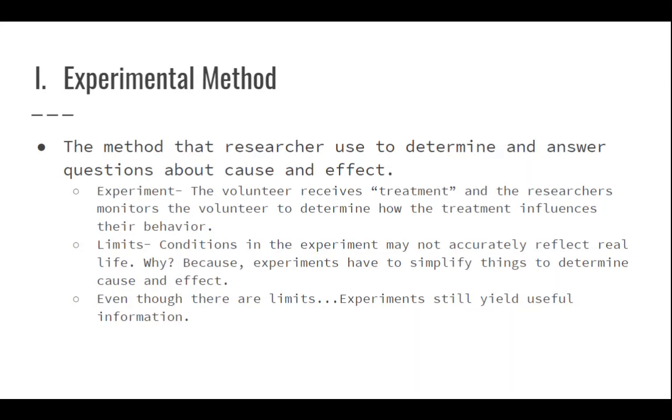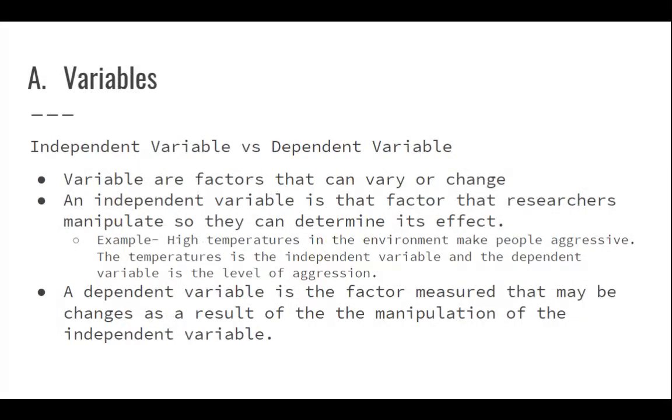Limits. All right, conditions in the experiment may not accurately reflect real life. Why? Because experiments have to be simplified in order to determine cause and effect. Even though there are limits, experiments still yield very useful information to researchers. Right? There are variables in experimentation. Variables are factors that can vary or change.